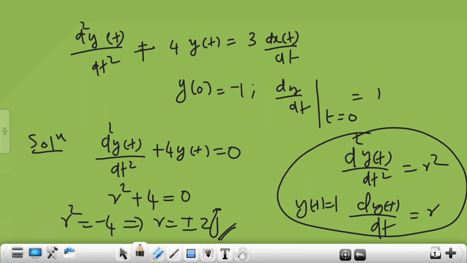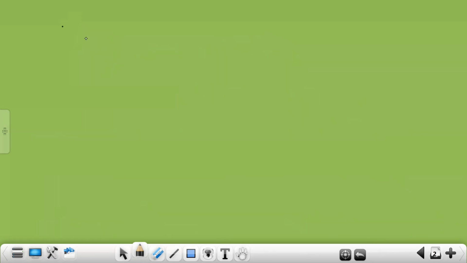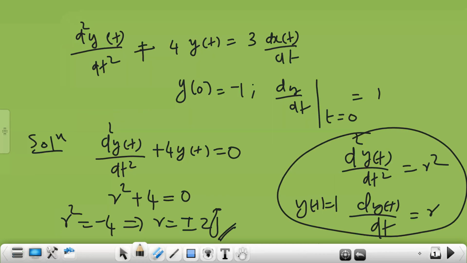Now from this, how are we going to find the solution? What is the general format of writing the solution? If the roots are complex numbers, and here the roots are complex, plus or minus 2j. So have a look into those notes, whatever I have dictated in the previous class. You have 3 different cases. One case was real and distinct roots, the second case was equal roots, and the third case was complex roots. Correct.